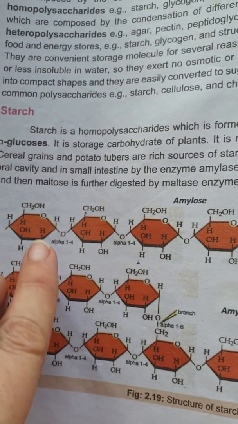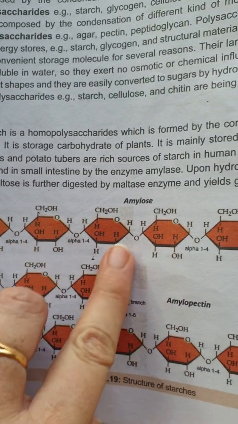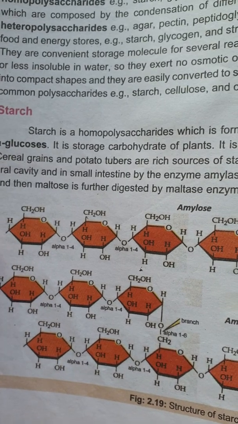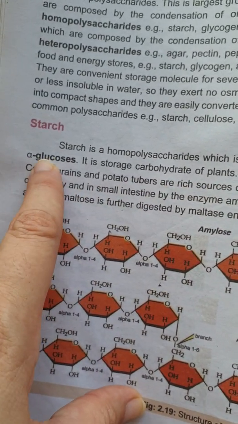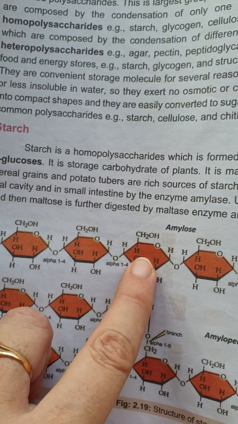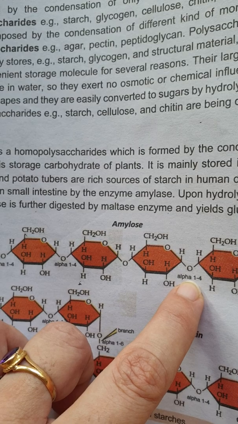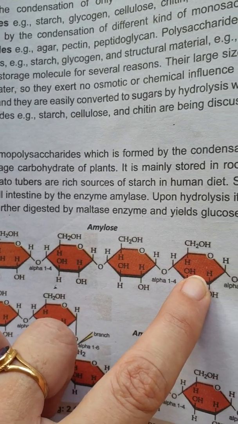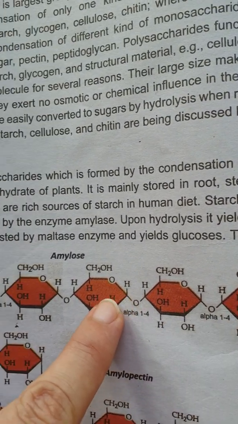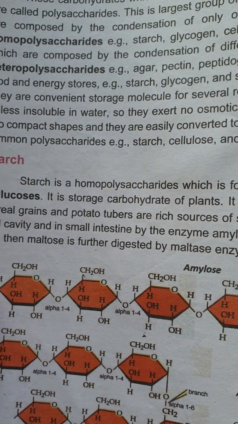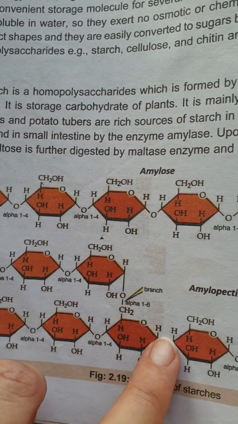The first example given is starch, a combination of all alpha glucoses combined with each other with the alpha 1,4 glycosidic linkage. Each glucose is attached to another glucose with the alpha 1,4 glycosidic linkage. So the monosaccharide unit is the alpha glucose, and this is found in 2 forms. One is amylose and the other one is amylopectin.